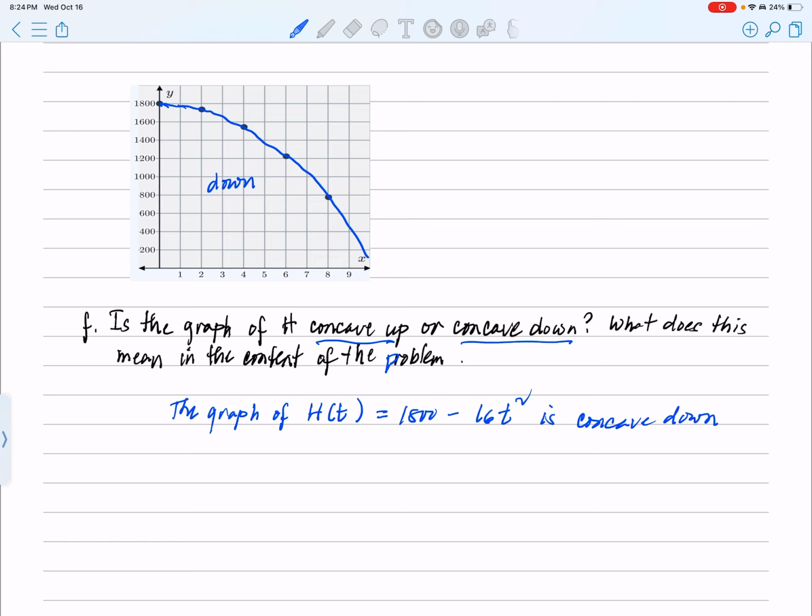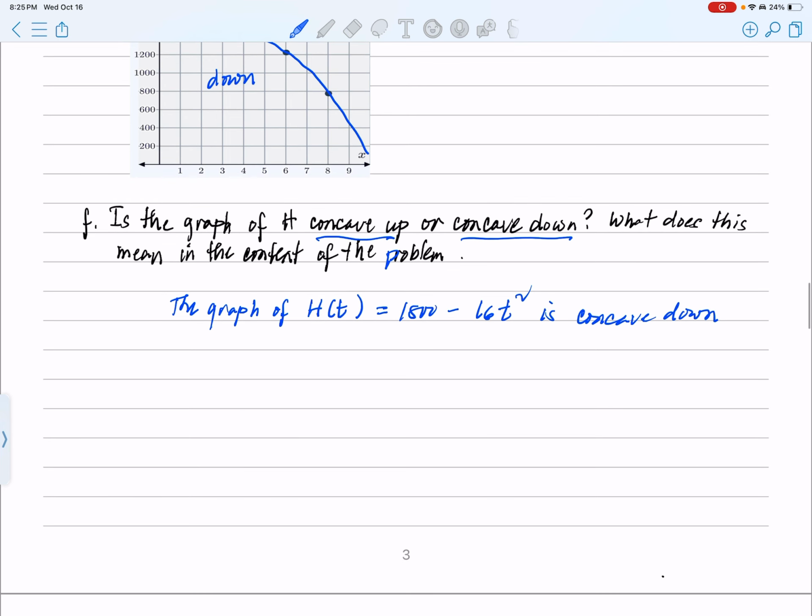For example, you are given a test. So, what can you say about it? Well, the graph is facing down. It's concave down. All right, I think that's it. Oh, we have what does it mean in the context of the problem.